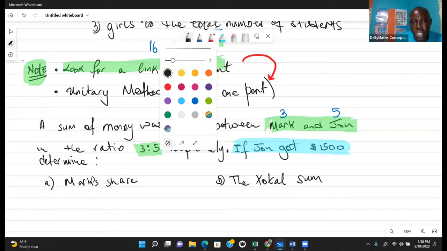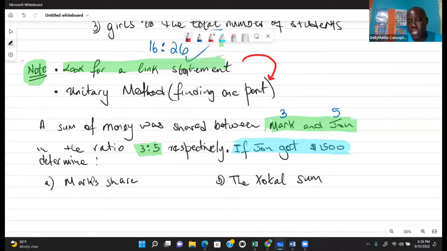Now let me change the marker here. Look what the question says. So Millie J, you can look now. It says John got the 1,500. John. Now, what is John's portion of the ratio? The ratio is 3:5, meaning that Mark got 3 parts and John got 5 parts.